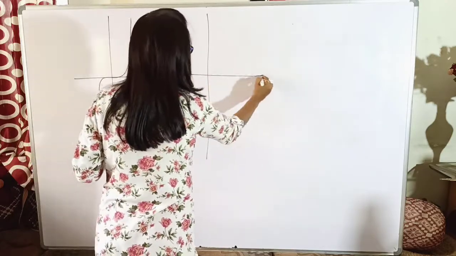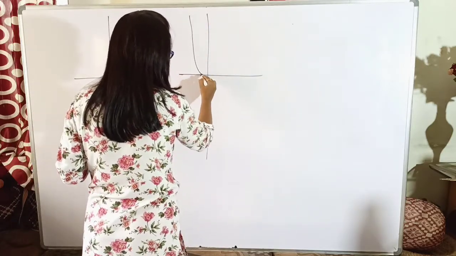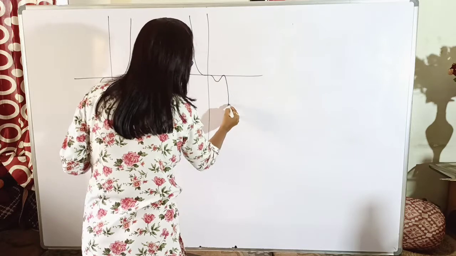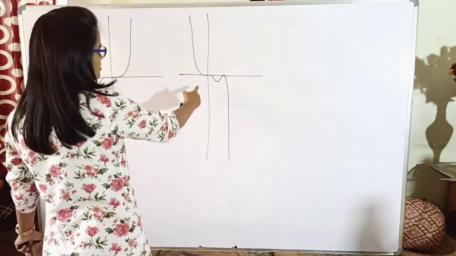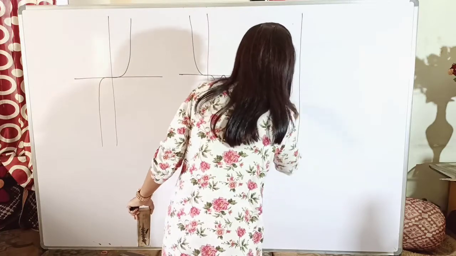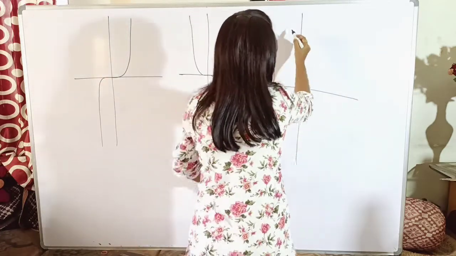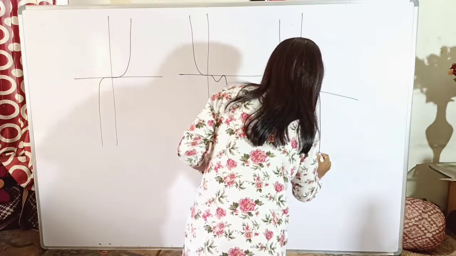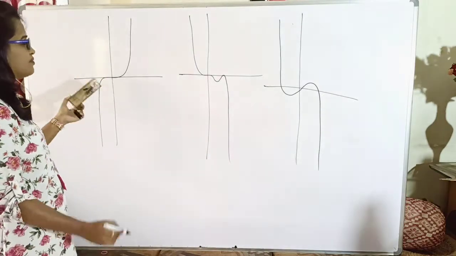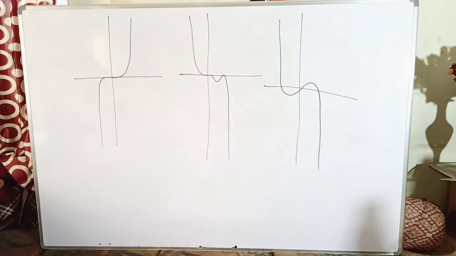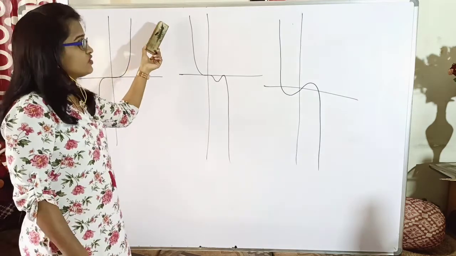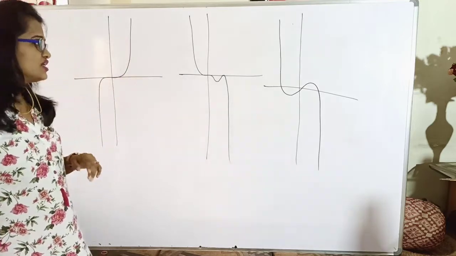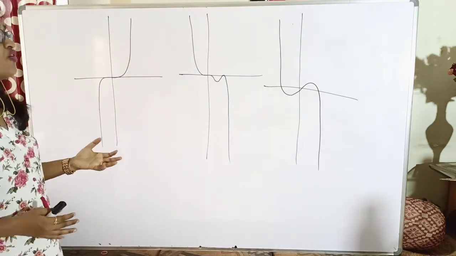Another case, the shape could be like this also. Further, the shape could be like this. Now it depends upon what value of a it is, so accordingly it will be on either the positive side or the negative side. That is not our concern. Our concern is how many roots it has.